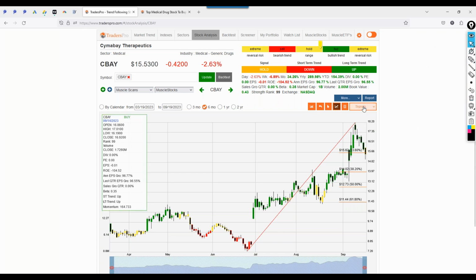If I were to change this over to just the candlesticks, oh, come on.